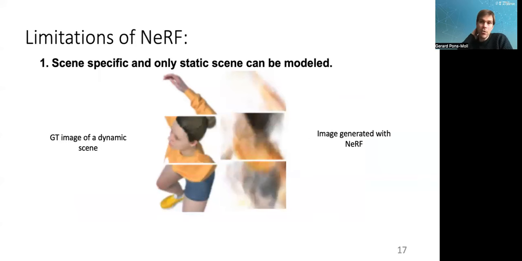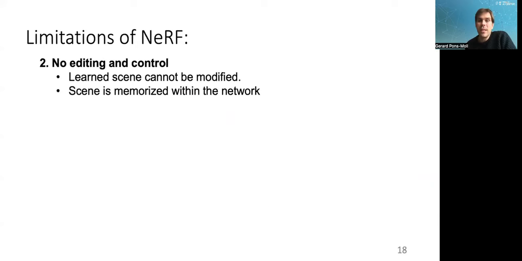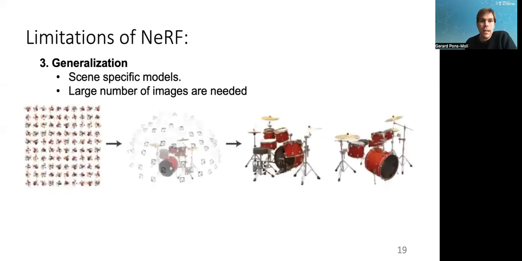So NeRF was definitely a breakthrough, and there are many follow-up works addressing some of the limitations. One limitation is that it's scene-specific, and basically you cannot model dynamic scenes. If you train NeRF on a dynamic scene, of course you will get blurry results because the scene is not static. There is no way of easily controlling the scene, for example, moving particular objects and things like that. And the scene is memorized within the network, so it doesn't generalize to new scenes. For every scene you train this MLP and you can generate novel viewpoints of this scene, but it doesn't generalize to new scenes.